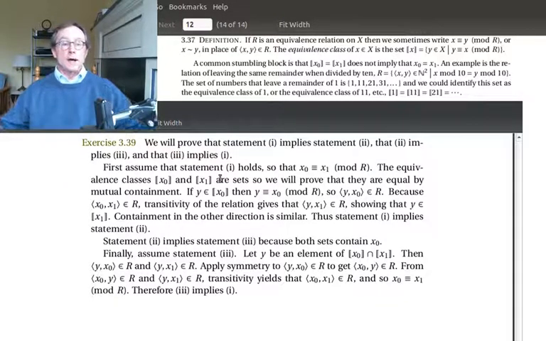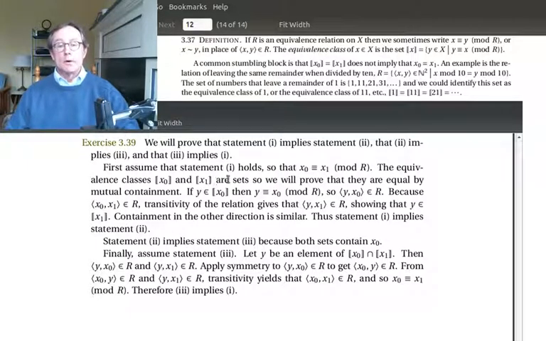Just to pick on one, how about we pick on the numbers that leave a remainder of 1 on division by 3? You can write that as square brackets 1. It's also correct to write it as square brackets 4, because 4 leaves a remainder of 1. Also correct to write it as square brackets 7, because 7 leaves a remainder of 1 on division by 3. Square brackets 10, because 10 leaves a remainder of 1 on division by 3, and like that.